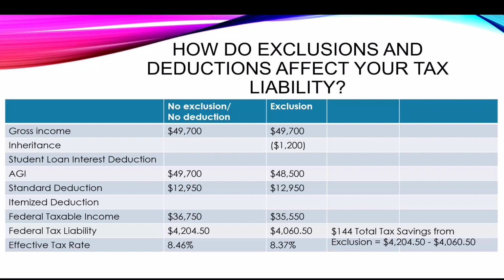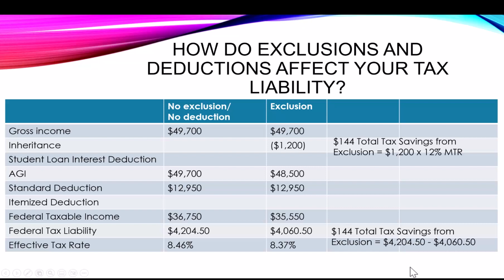If we compute the difference between these two scenarios, we'll see that Amani has a total tax savings of $144. We could have estimated this without arriving at his federal tax liability. Because Amani's marginal tax bracket is 12% for the vast majority of his income, we could have also identified that the inheritance would yield a $144 tax savings by multiplying the exclusion by his marginal tax rate.